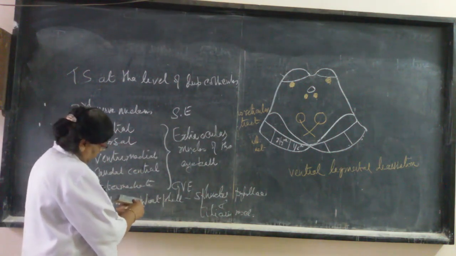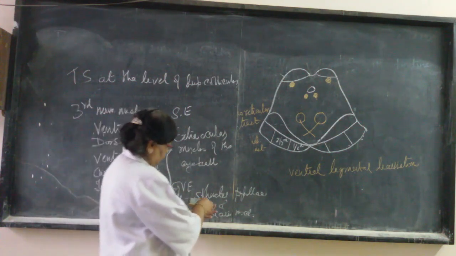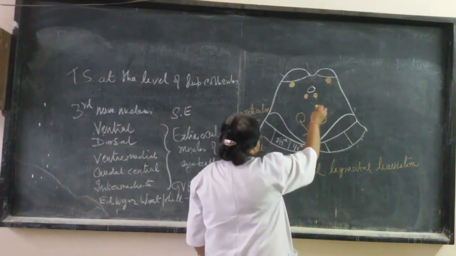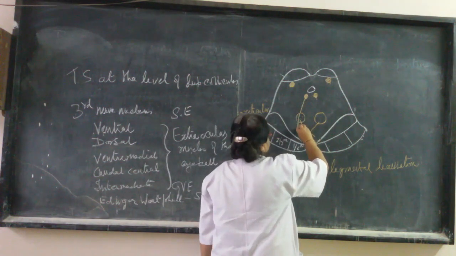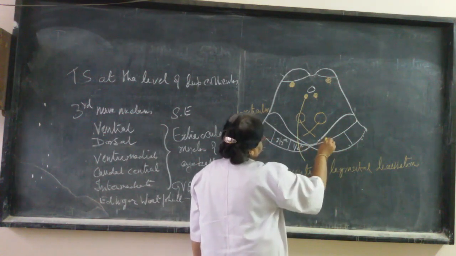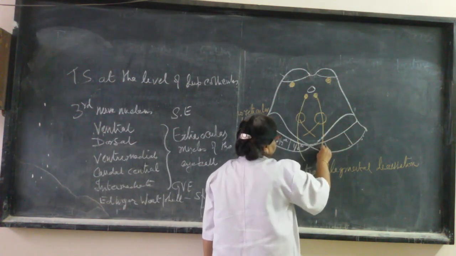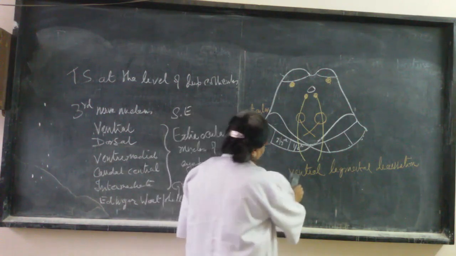The third nerve gives out fibers which pass through the red nucleus, cross the substantia nigra, and emerge on the medial surface of the crus cerebri. This is the third nerve.